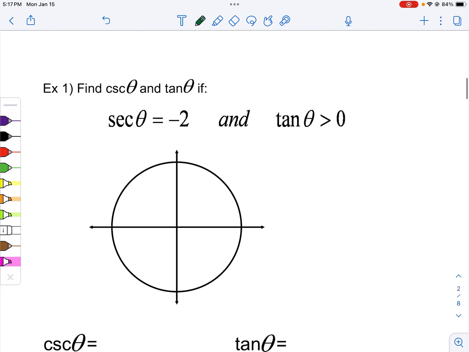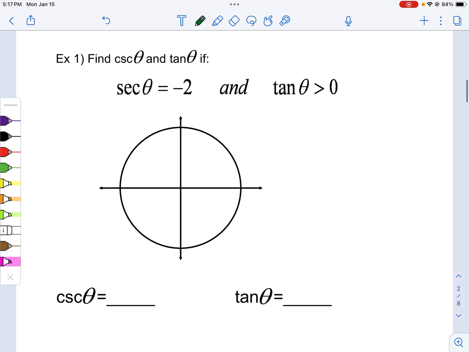All right, so today we're going to continue kind of where we left off yesterday. First one is asking you to find cosecant and tangent given the information here. So the first thing we have to figure out is this is not a unit circle question. We've got to figure out where do we draw our triangle. So this first one is kind of weird because it gives me secant. Well, I know secant is just the reciprocal of cosine.